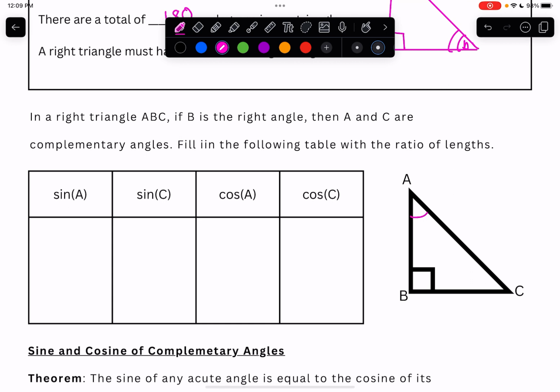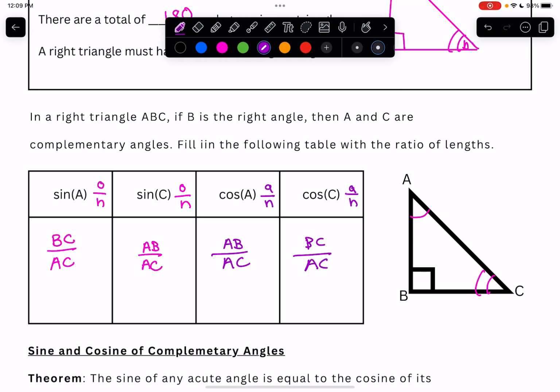So sine of A is equal to BC over AC, because this is opposite over hypotenuse. Sine of C is AB over AC, because this is, again, opposite over hypotenuse. When we do cosine, we're doing adjacent over hypotenuse. So AB over AC, and then we have BC over AC.